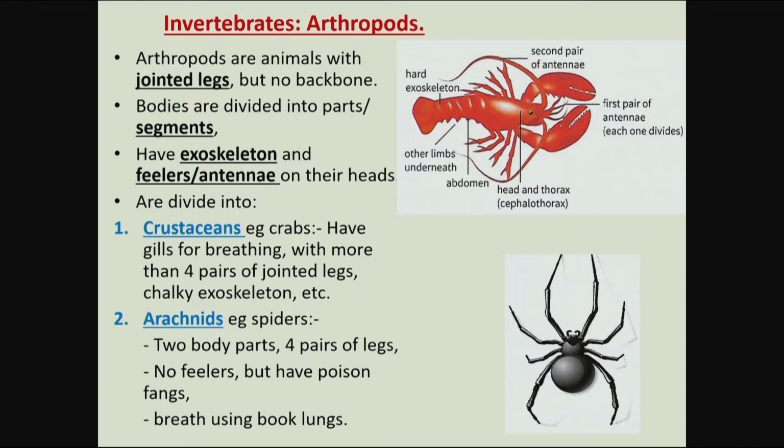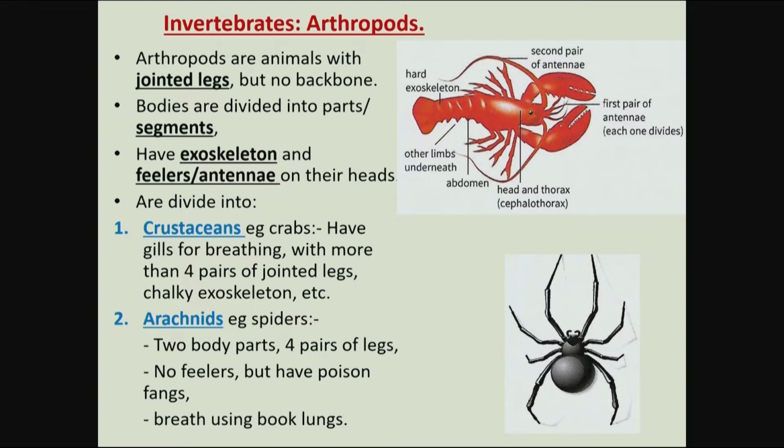Their bodies are normally divided into parts, otherwise referred to as segments. They have an external skeleton, also referred to as an exoskeleton. When they grow and become bigger than the skeleton, they normally shed it out, a process referred to as molting. In addition, all arthropods normally have feelers, or antennae, on their heads.